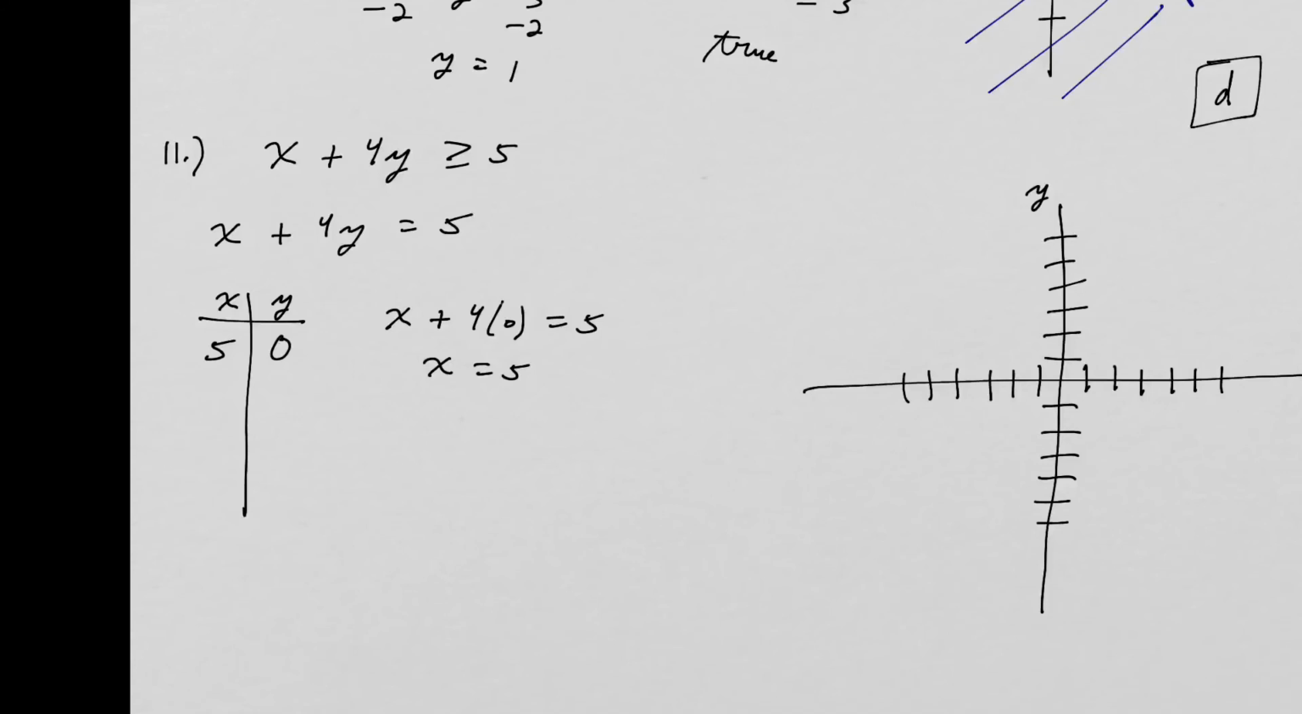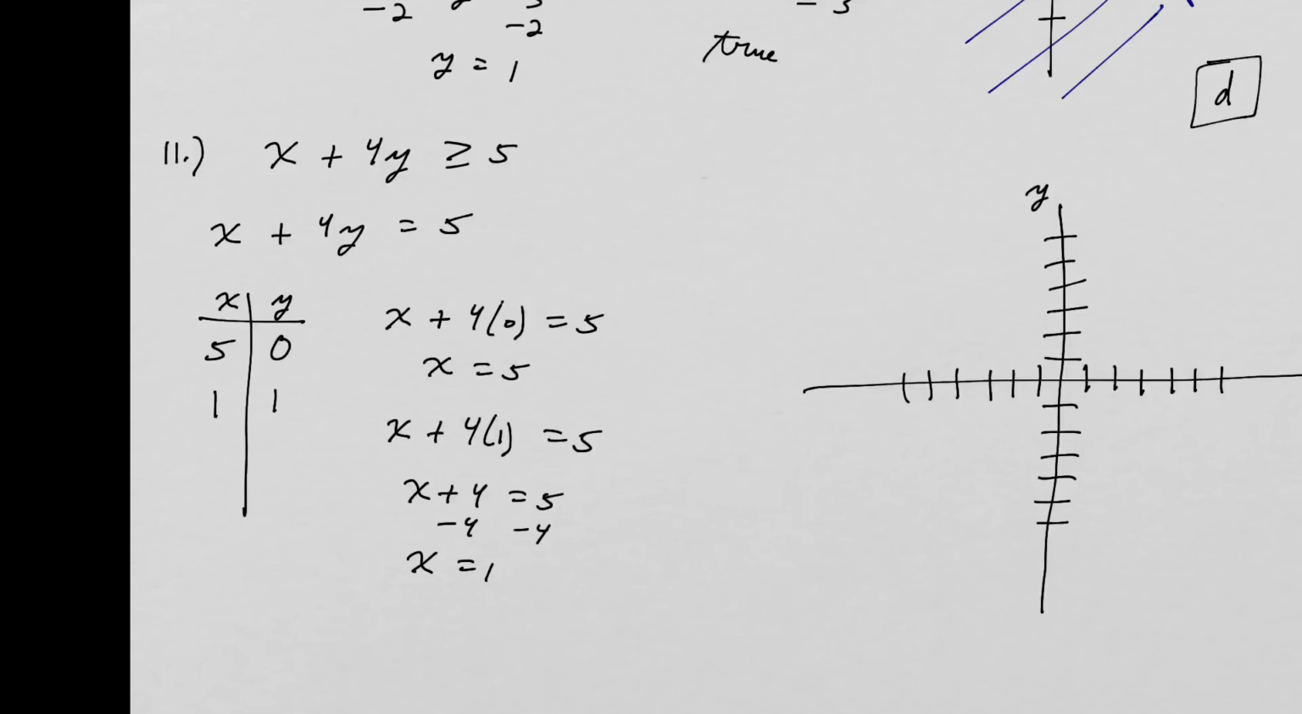And then maybe, let's say y is 1. I choose y as 1. Then I have x plus 4 times 1 is equal to 5. So x plus 4 is equal to 5. And if I subtract 4, I'm going to get x is equal to 1 as well. So 1, 1 is also a point. You can choose anything you want. We just want to try to avoid fractions because it's hard to plot fractions, especially if we're doing it by hand on a graph.